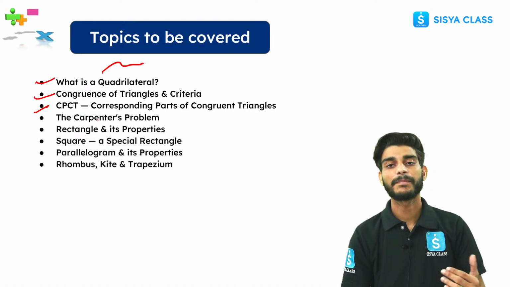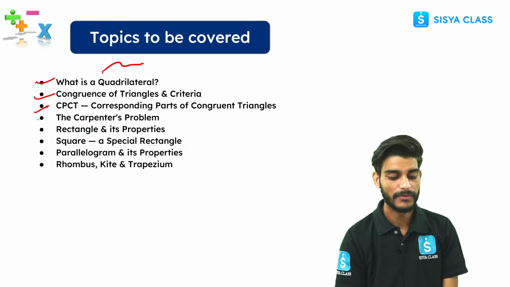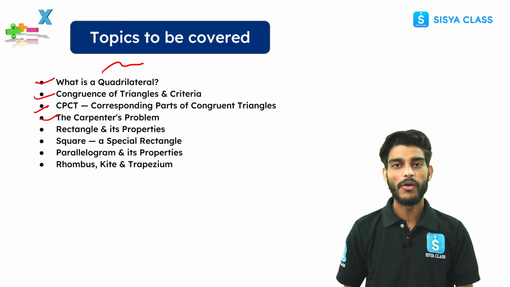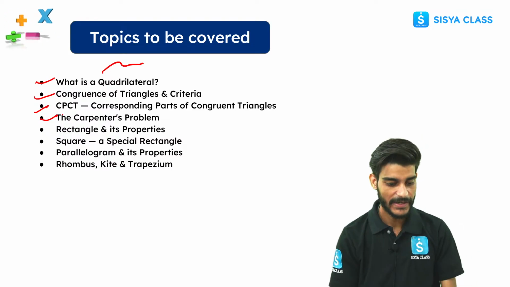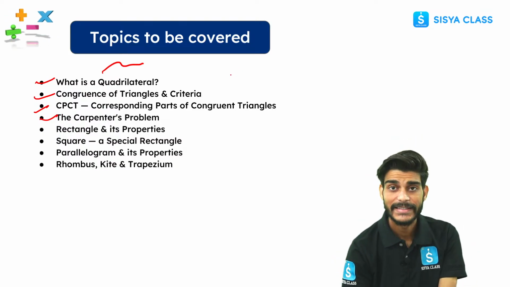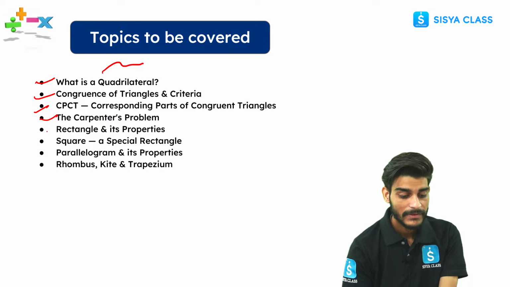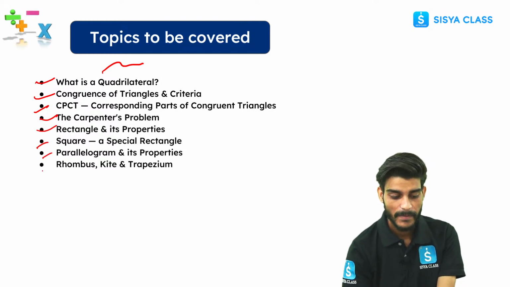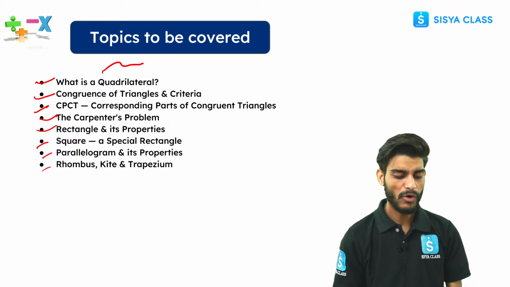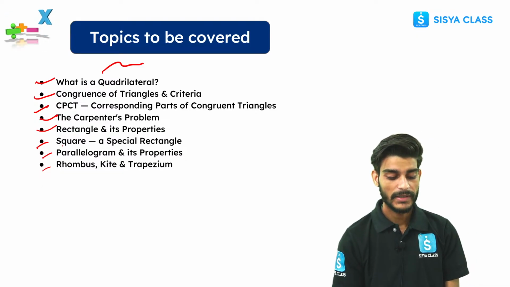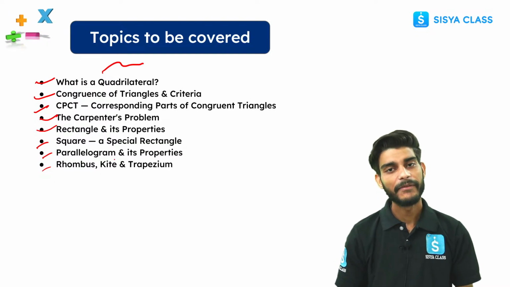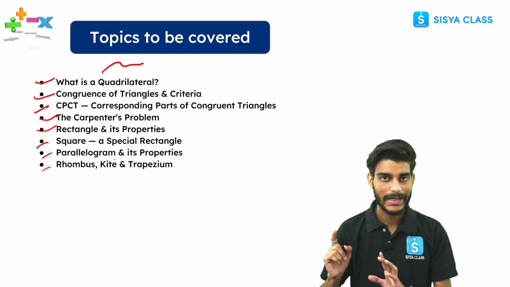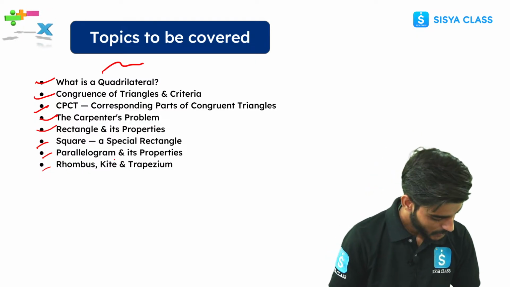The fourth one is the carpenter's problem. This is a word problem that we are going to answer. Basically, this is the starting point of your grade 8 NCERT chapter number 4, that is quadrilateral. Next are rectangles and their properties, squares, parallelogram, rhombus, kite, and trapezium. All of these come under the category of quadrilateral, and we will explore that today. So is it clear to you what we're going to do today?